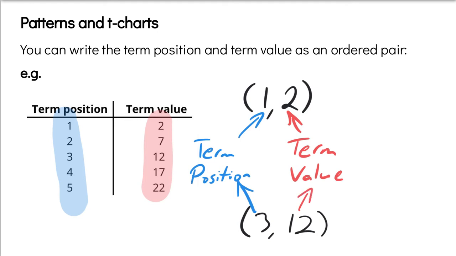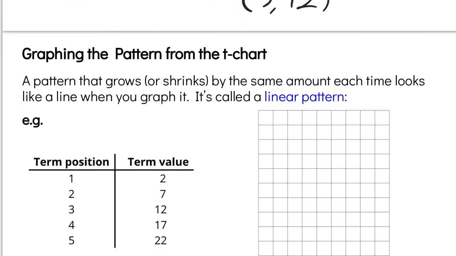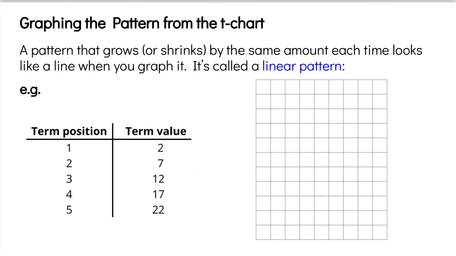Let's look at the next slide, which goes from the t-chart all the way to graphing this. So a pattern that grows or shrinks by the same amount each time looks like a line when you graph it, and it's called a linear pattern. So for example, here we have our t-chart again, and we're going to put this into a graph.